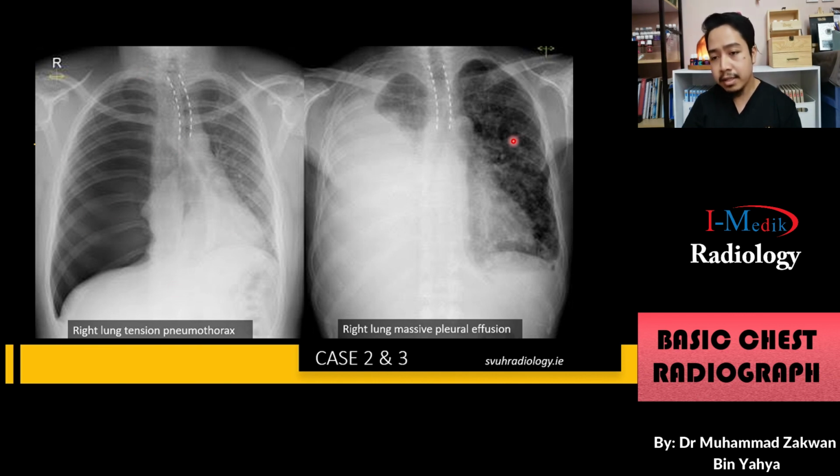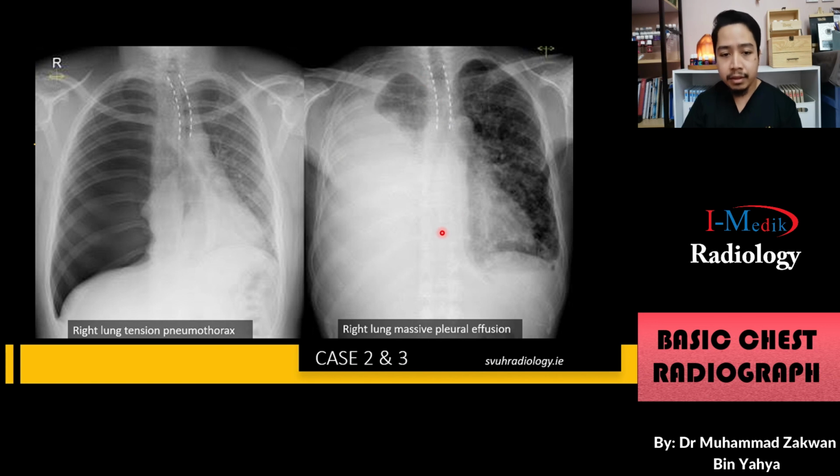Then the third case, we can see there is a massive right lung pleural effusion with a tracheal deviation to the opposite side, and the trachea is being pushed away from the side of the lung pathology, which is on the right side.